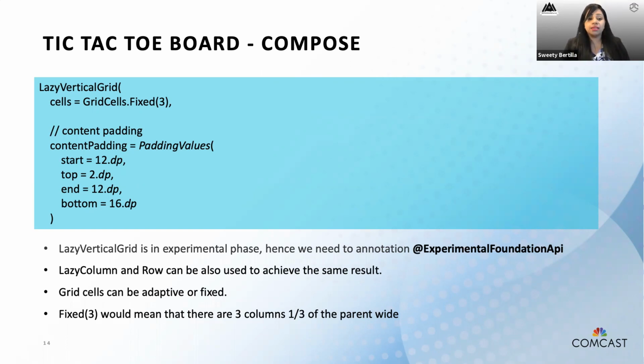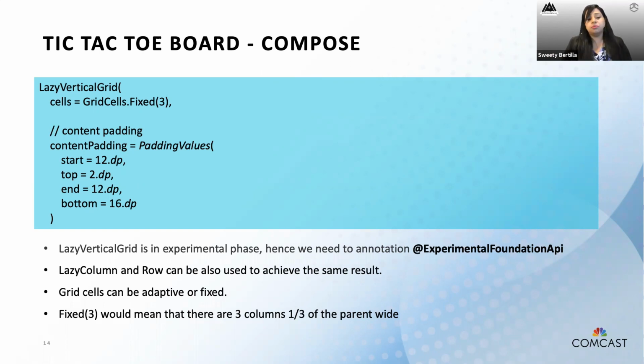Now we have to set the grid cells. There are two ways of setting them. One is adaptive and one is fixed. So what's adaptive? You can set your column width and you can say how many columns can fill that width of the screen. So if I say GridCells.Adaptive 30 dp, it's going to set each column to 30 dp and fill as much as it can in a row. But I here need only 3 by 3. So I'm going to set fixed and pass the value 3.